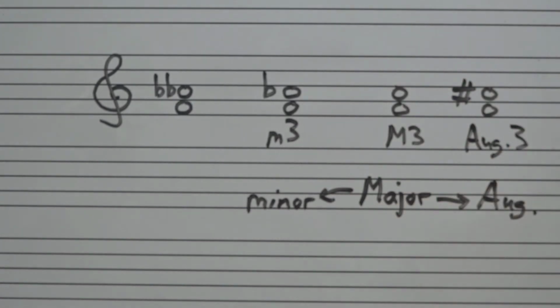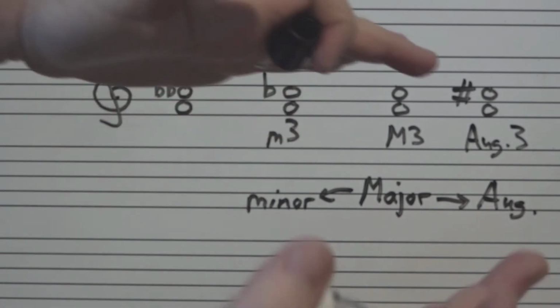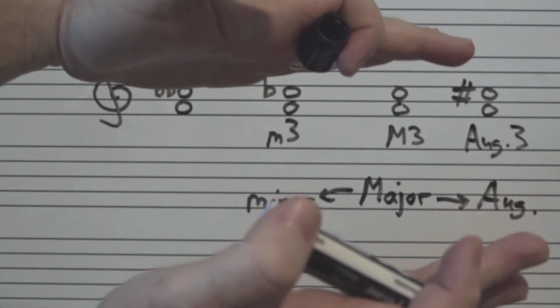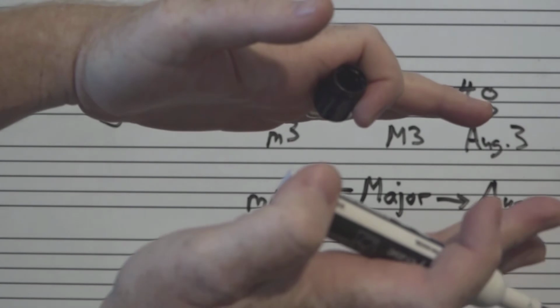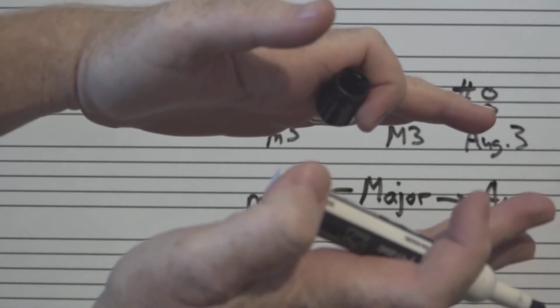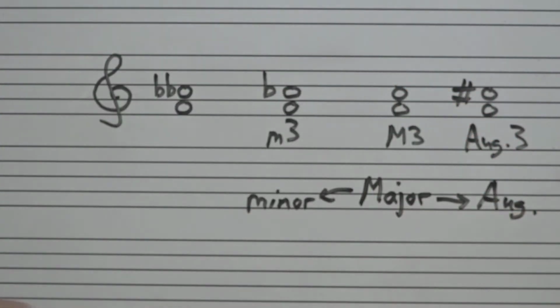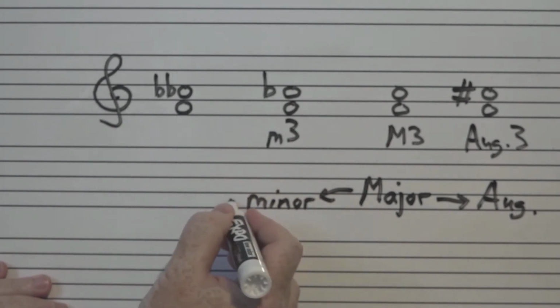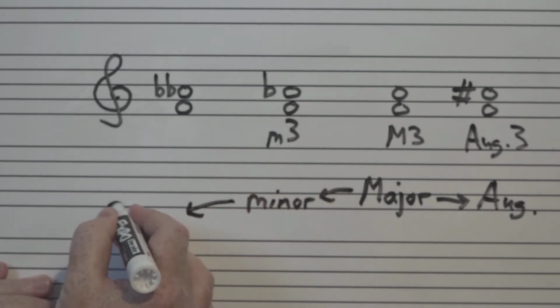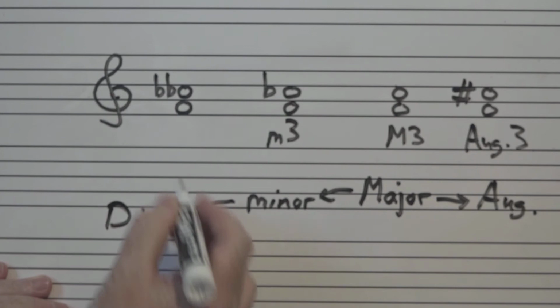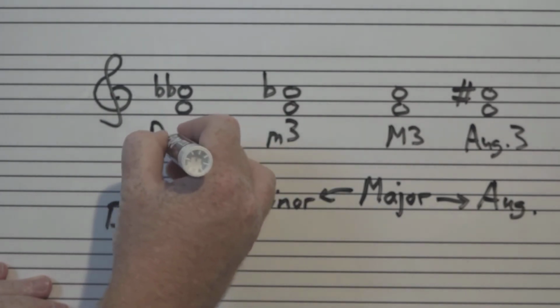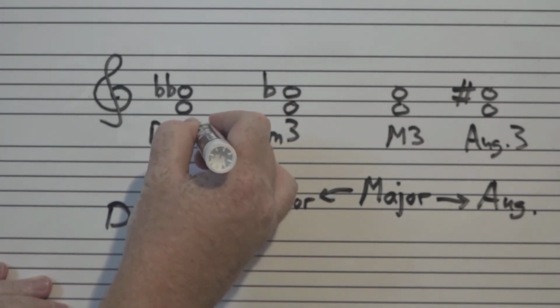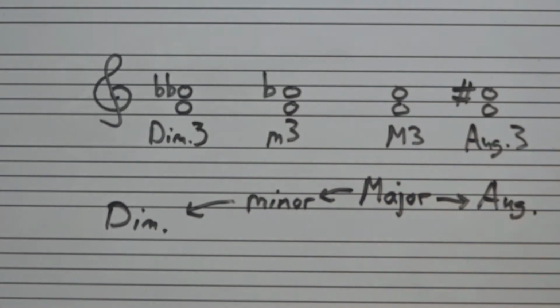And one more, if we have F to an A, which is a major third, F to an A flat, which is a minor third, and F to an A double flat, they've gotten that much closer together. It is diminished. So this is a diminished third.